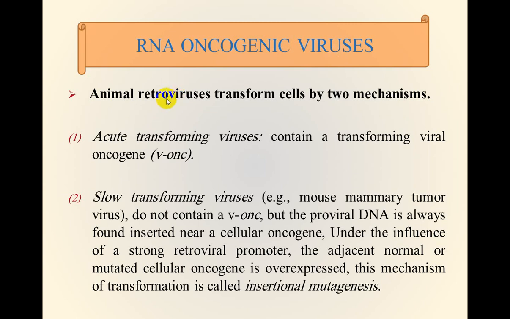Okay, animal retroviruses transform the cell by two mechanisms. These viruses have two mechanisms to induce cancers. Hence it is known as oncogenic viruses.